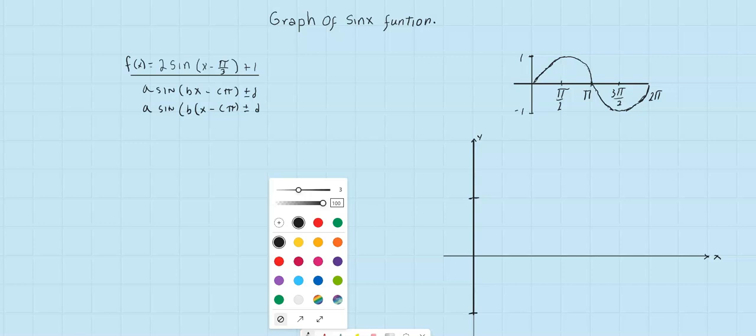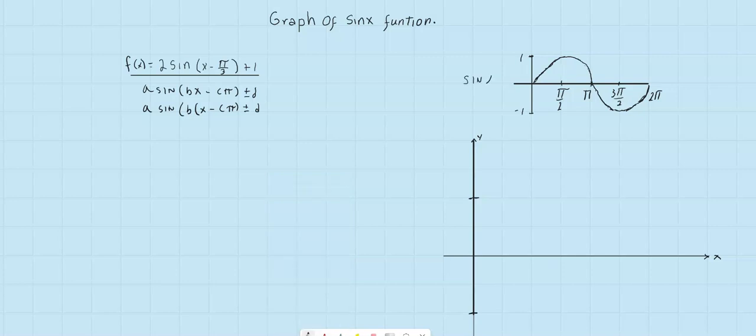The first thing we need to do is draw our standard sine of x. This is sine of x, and you can see that it has an amplitude of 1 and negative 1. It has a 0 at pi, and a 0 at 2 pi. And in the middle, it has a maximum at pi over 2, and a minimum at 3 pi over 2.